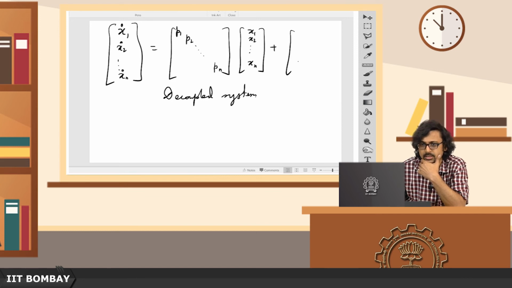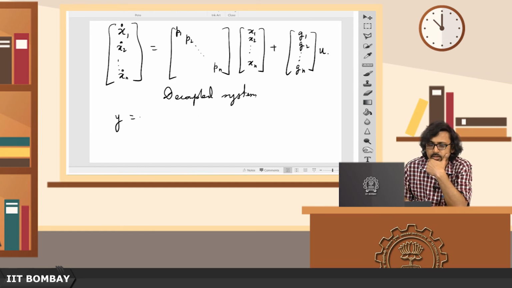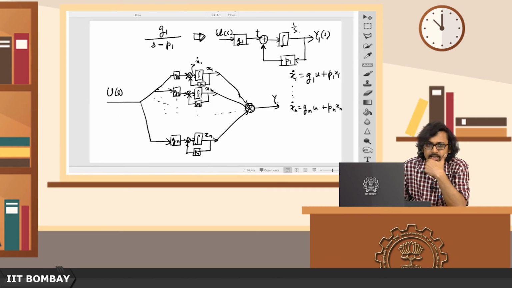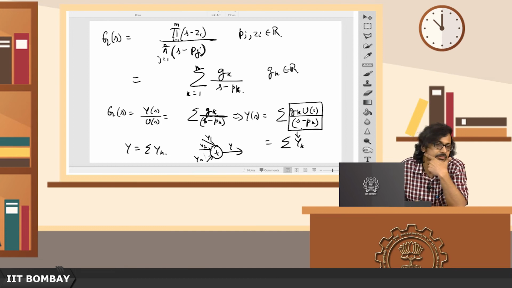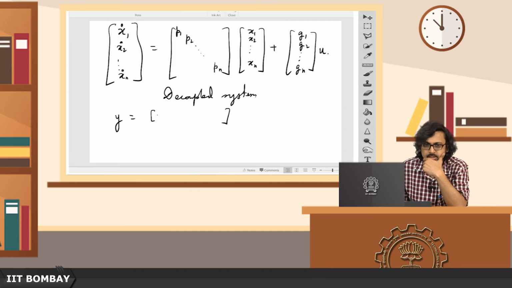And what about the B matrix? Well, the B matrix just looks like G1, G2 till Gn times U. What about the C matrix? Well, it's nothing but the sum of all these fellows. Y is equal to x1 plus x2 plus dot dot dot till xn. Why? Because each one of those x's, remember, they are your y's from the previous slide. This is how we are defining the states. So this is just 1, 1, 1, 1 till 1, times x1, x2 dot dot dot till xn.